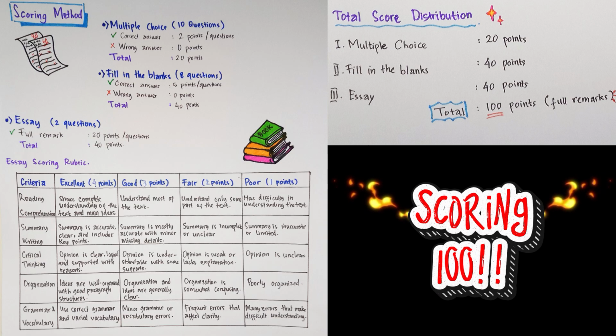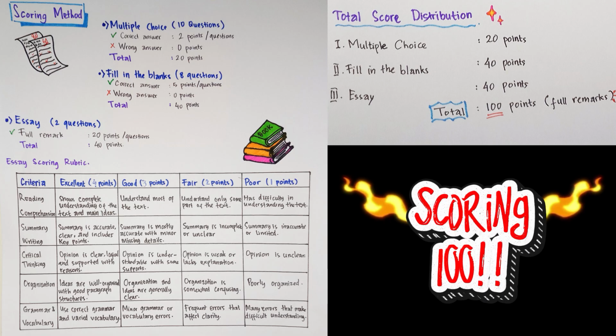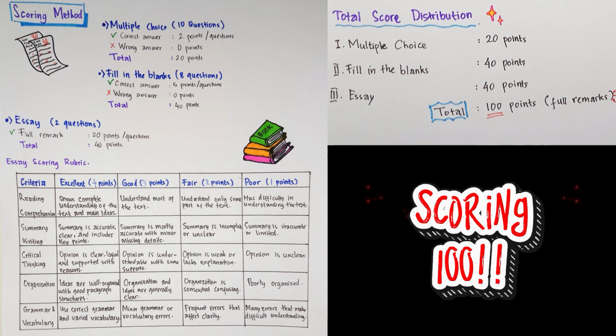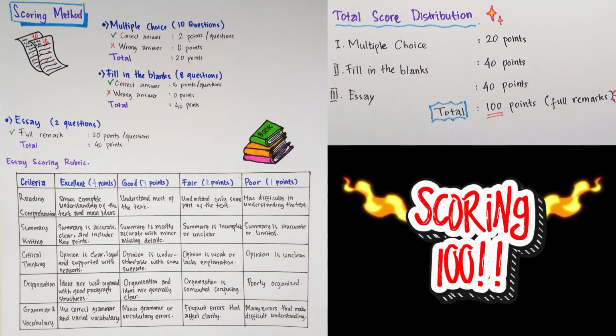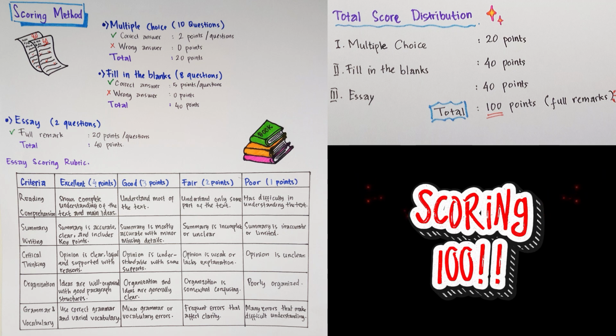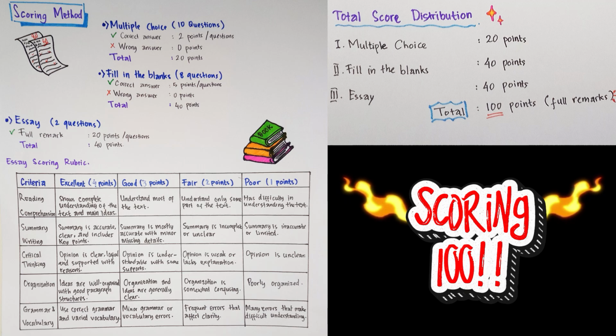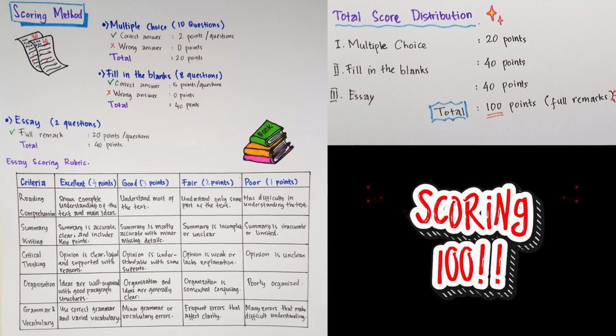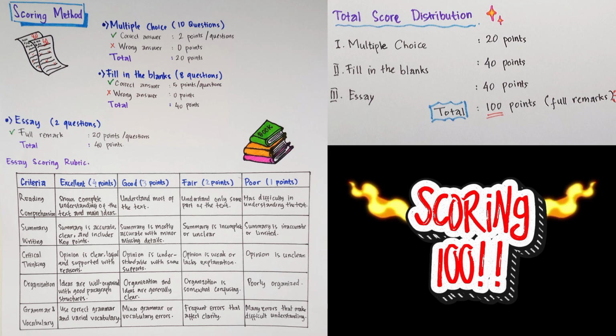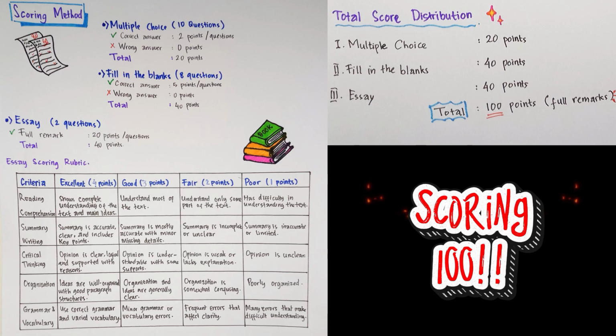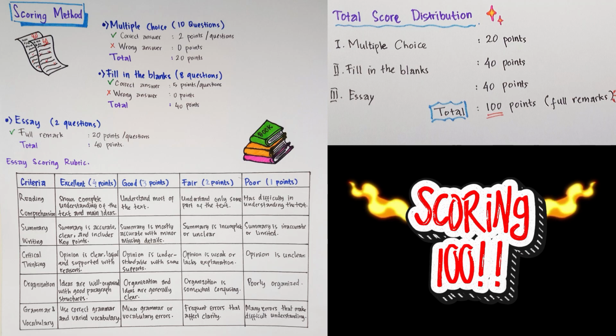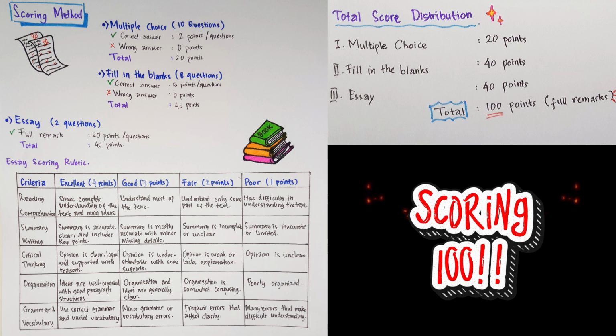Second, the fill in the blanks section contains 8 questions. Each correct answer is worth 5 points, and wrong answers receive 0 points. The total score for this section is 40 points. Third, the essay section contains 2 questions. Each essay is worth 20 points. So the total score for this essay section is 40 points.